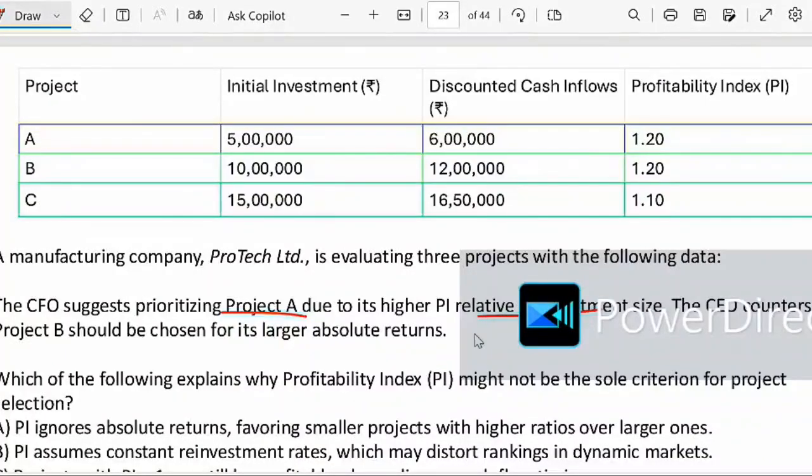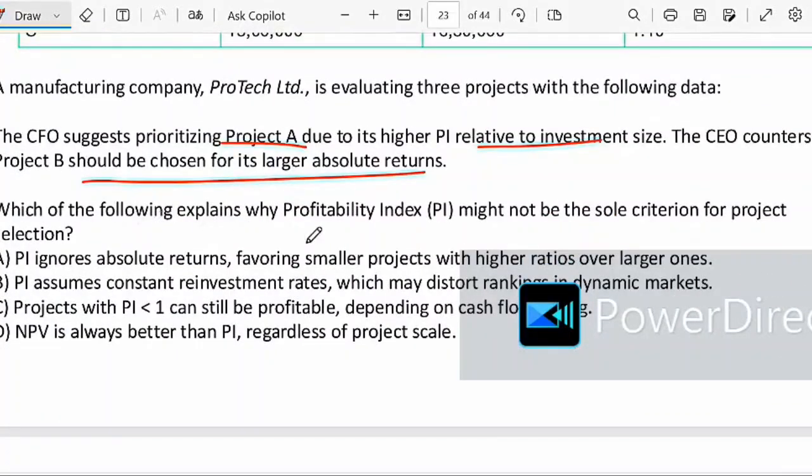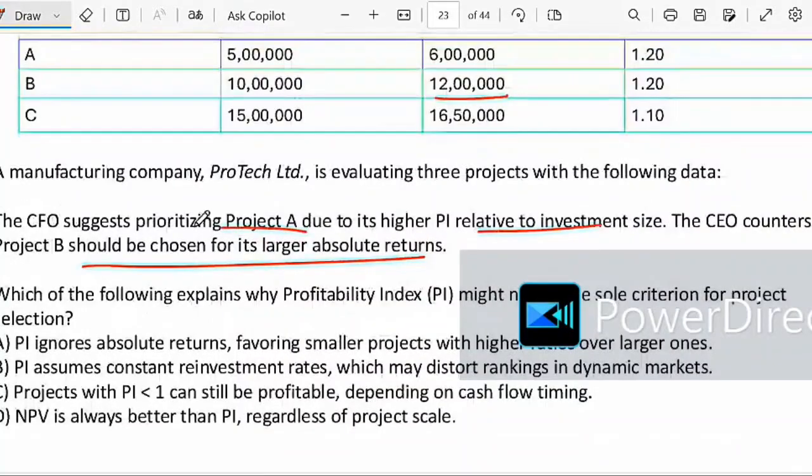The CEO says that project B gives us 12 lakh in return. Right. It gives us 12 lakh in return, that is double of what A gives. Now the question is, which of the following explains why profitability index might not be the sole criteria for project selection, right? So which project to choose, right?